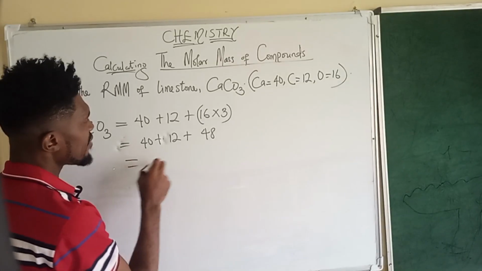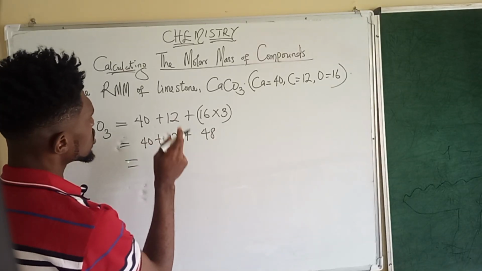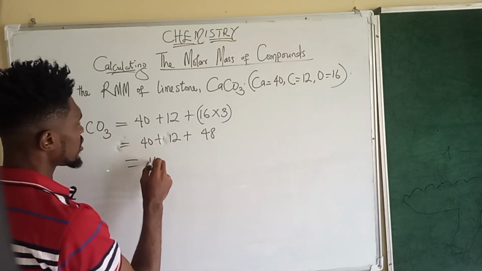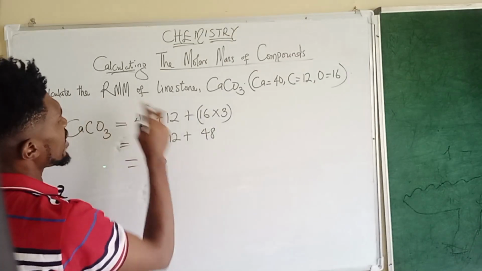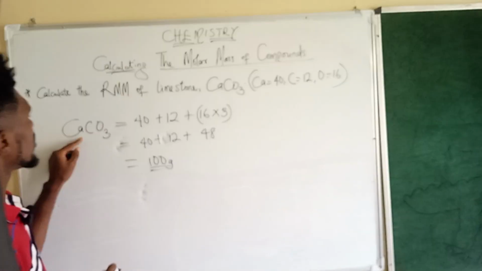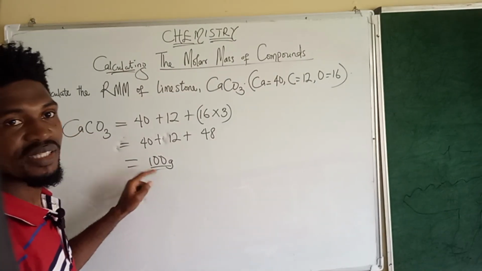Then we sum up everything together. 12 plus 48 is 60. 60 plus 40 is 100. So the relative molecular mass is 100 grams. The relative molecular mass of calcium trioxocarbonate is 100 grams.